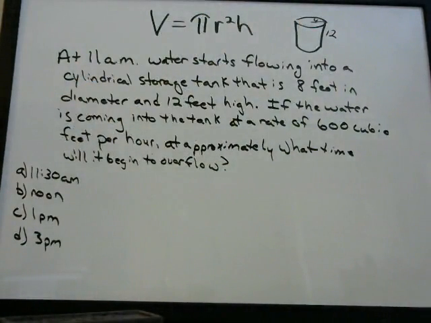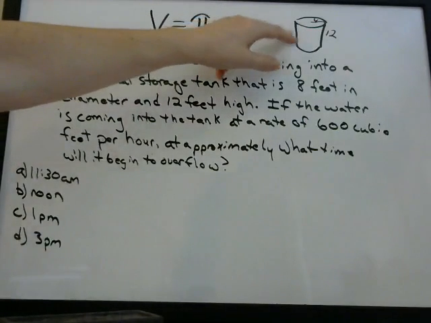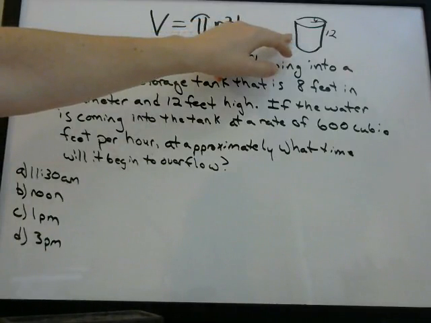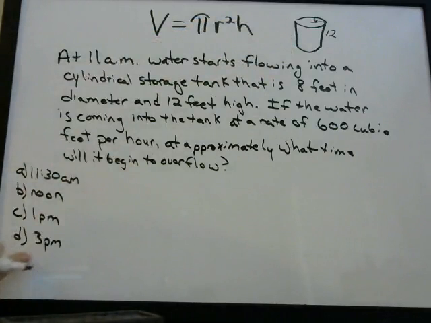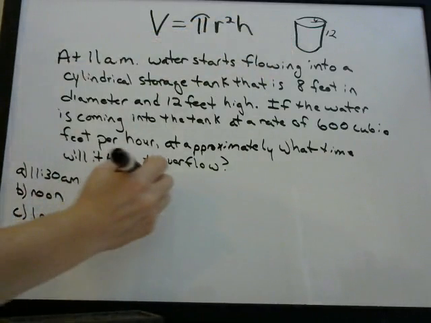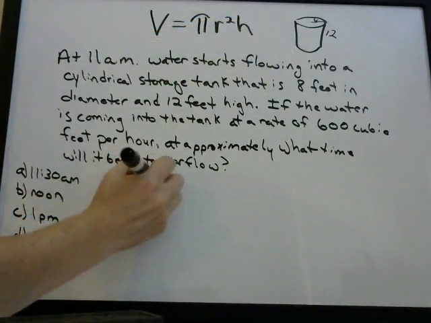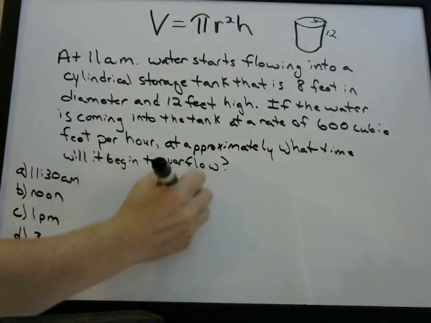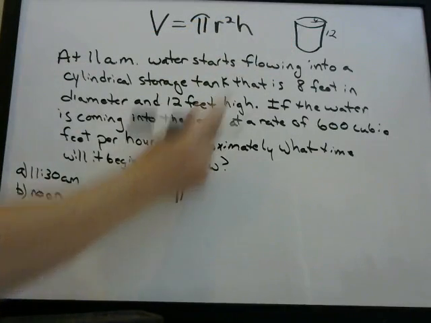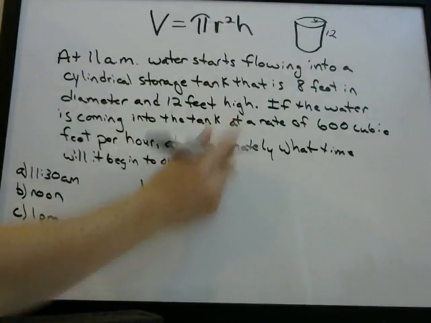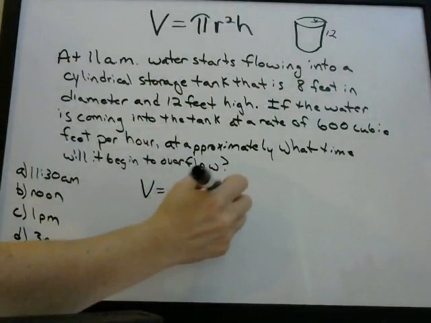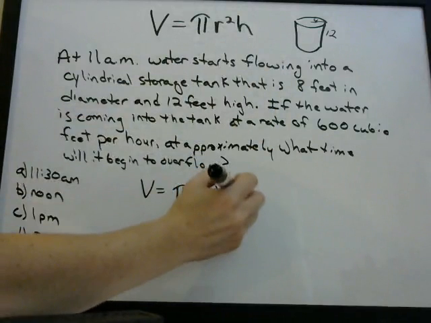So if the water's coming into the tank at 600 cubic feet per hour, what approximate time will it begin to overflow? So if this is our cylinder storage tank, what is the volume of this? And these are the possible answers over here that we're going to get to choose from. The volume is pi r squared. 4 is our radius, right? Half of 8, 4 squared, and times height, which is 12.